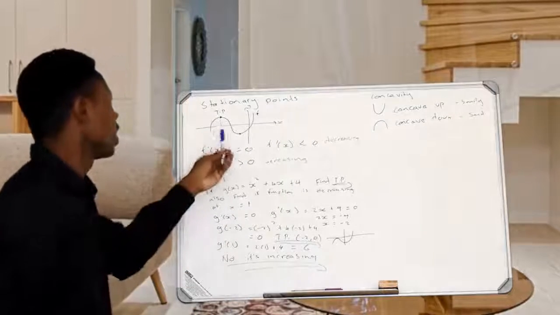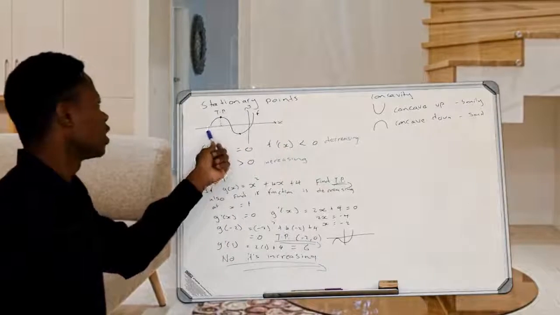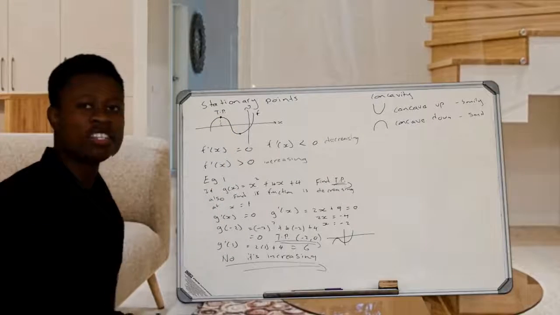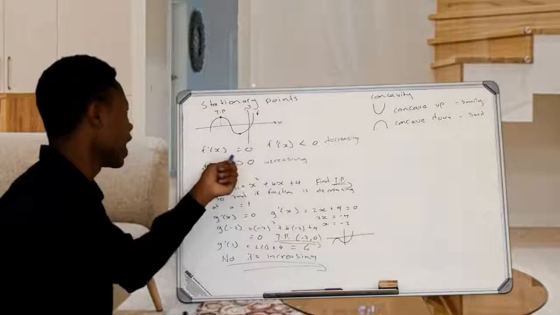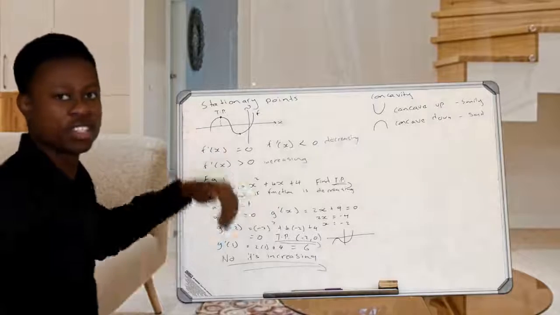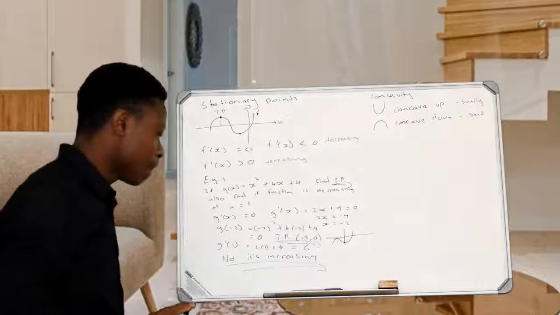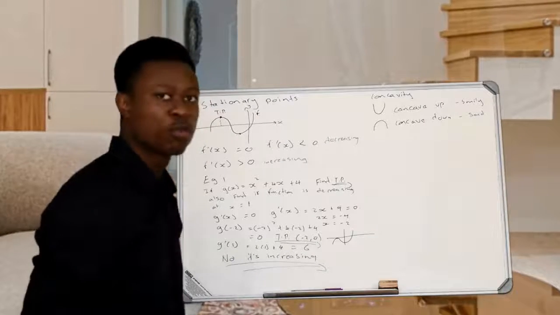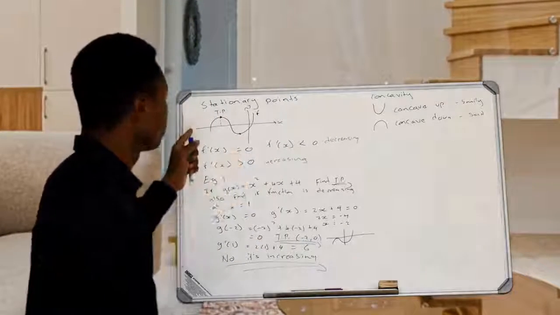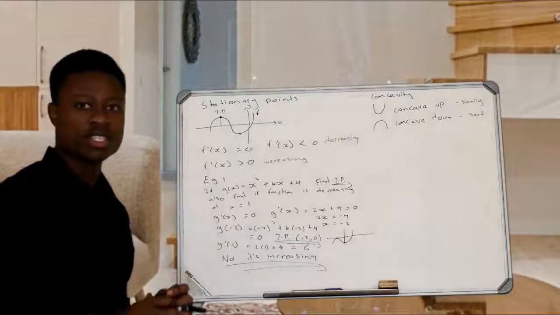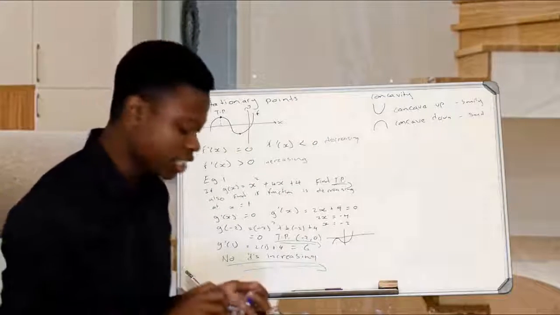So if they ask you, is the graph between this point and that point concave up or down, it's concave down. Why? Because we have a frowny face. It's facing down. Okay? So now let's look at points of inflection. Points of inflection relate very well with concavity, and you'll find out why just now.